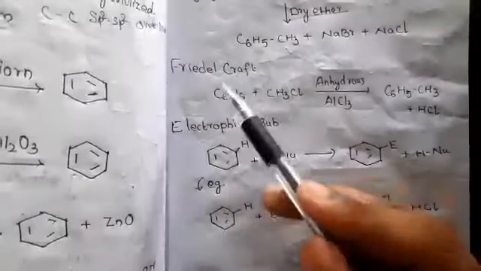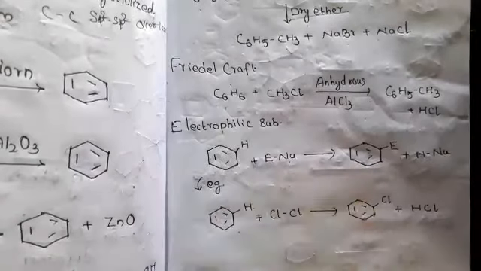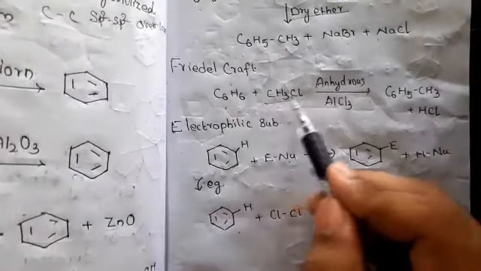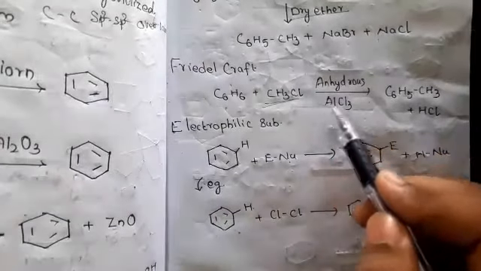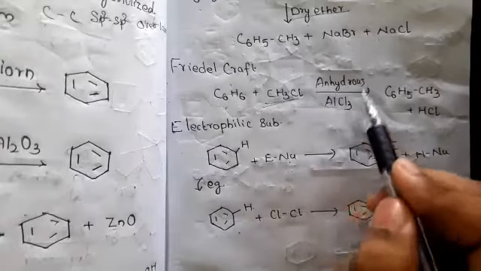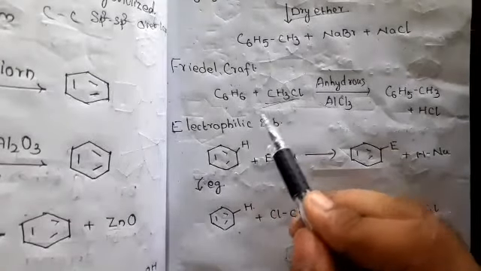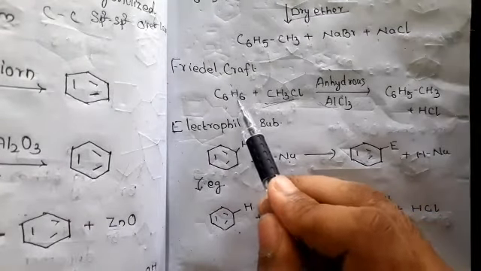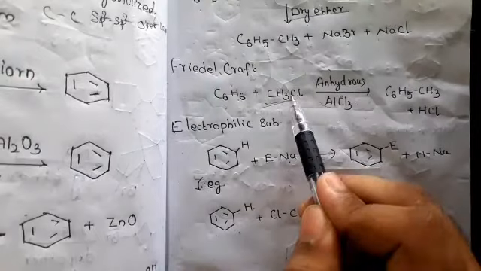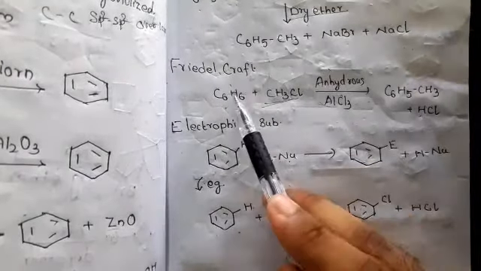Next one is the Friedel-Crafts reaction. How will you identify the Friedel-Crafts reaction? One compound will be given, and a haloalkane will be given, using the catalyst anhydrous aluminum chloride. This is the clue to find the Friedel-Crafts reaction. So from here one hydrogen and here one chlorine will react and form hydrochloric acid, and the two will be bonded.